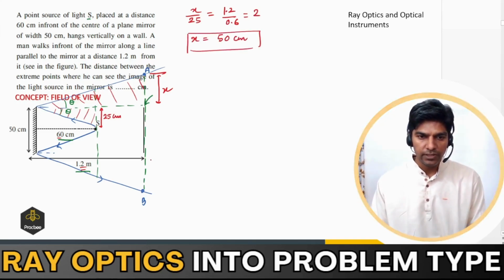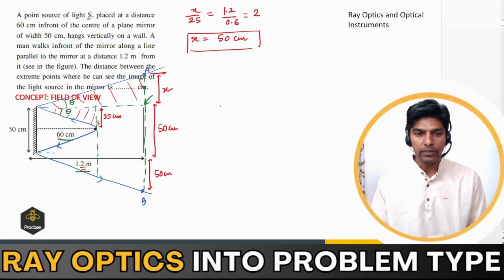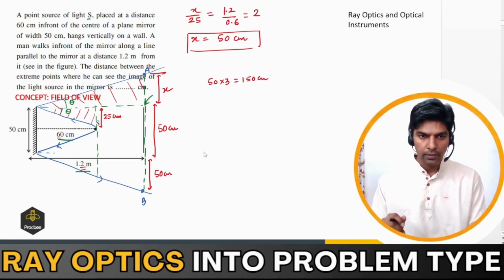So x is 50. Similarly, we can say this length is also 50 centimeters, and this length will be nothing but 50 centimeter. So what we can say, the length of the line segment AB is 150. So that will be 50 times 3, that will be 150 centimeter. So that is the answer of this question.